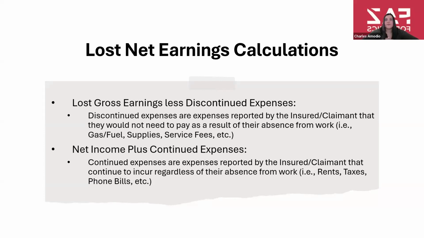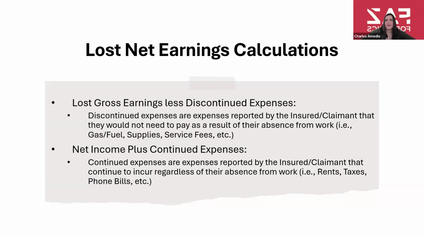Let's say an Uber driver has reported gas and fuel on their tax return. Obviously, if they're not working, they can't drive their car and they're not paying for that gas and fuel. So we would take that expense as a percentage of the total gross earnings and deduct that percentage out from the lost gross earnings, which Sophia will explain a little bit more in depth later. But this is probably a point of confusion for the claimant or the insured because they don't quite understand why we've arrived at the number we've arrived at, but it is important to take those into consideration.